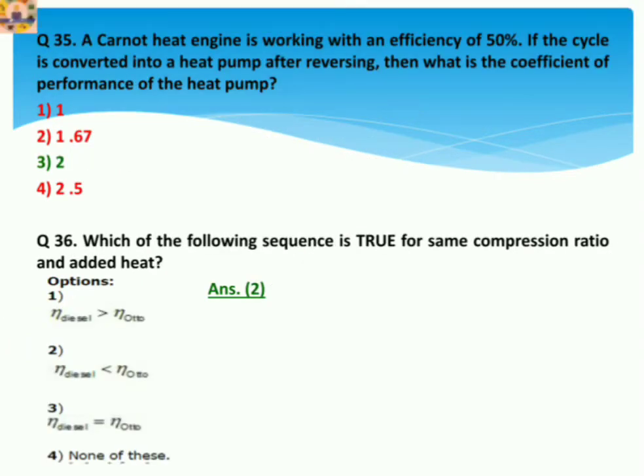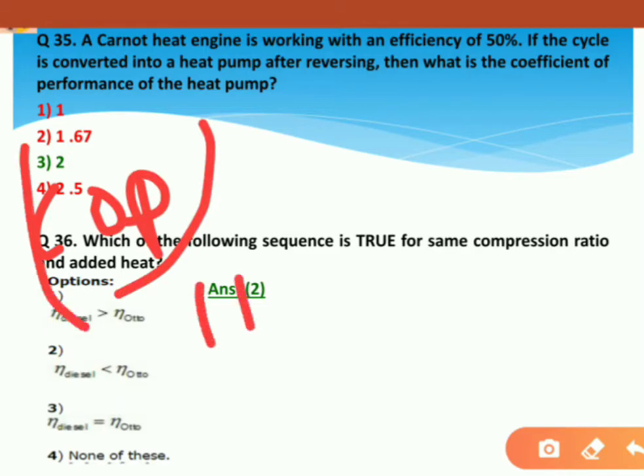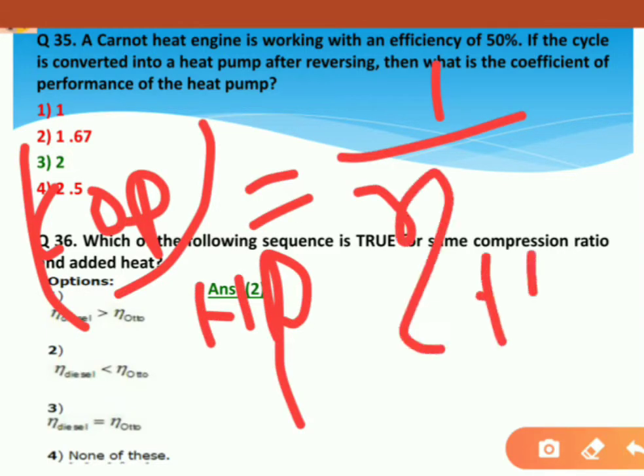35. The Carnot heat engine is working with an efficiency of 50%. If the cycle is converted into a heat pump after reversing, if you reverse any engine, it will become a heat pump. That's known to all. So then what is the coefficient of performance for that heat pump? So here the simple formula: coefficient of performance for heat pump is equal to 1 by efficiency of heat engine.